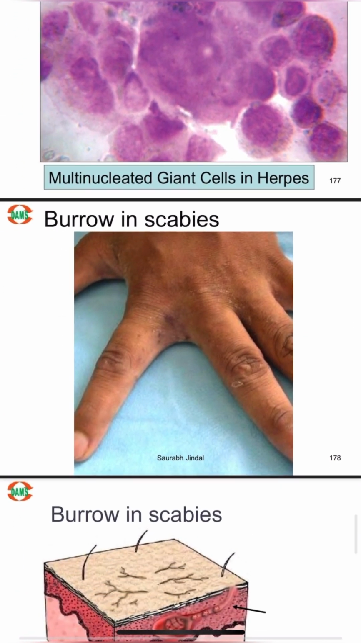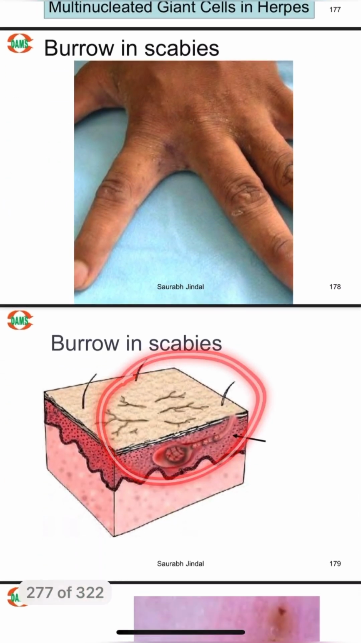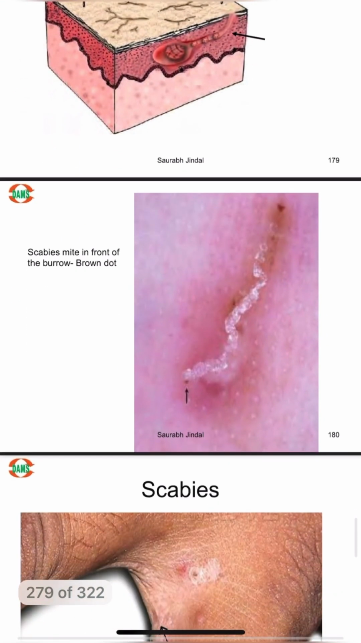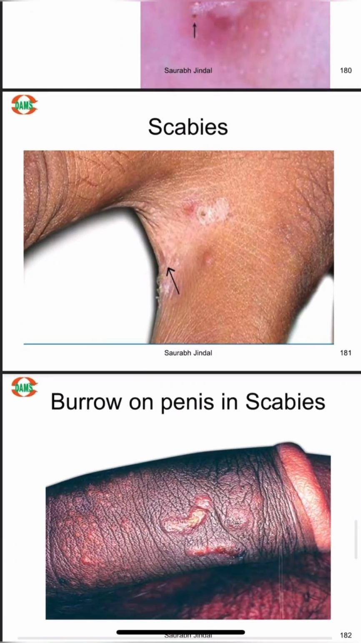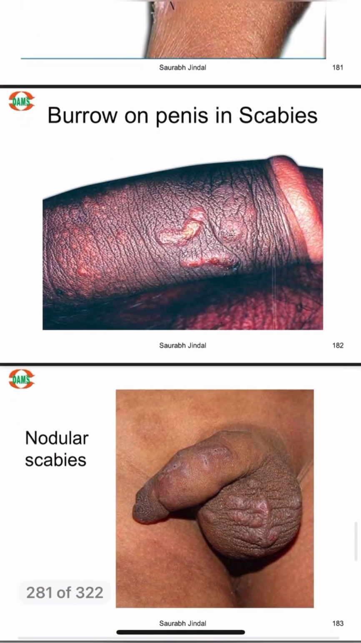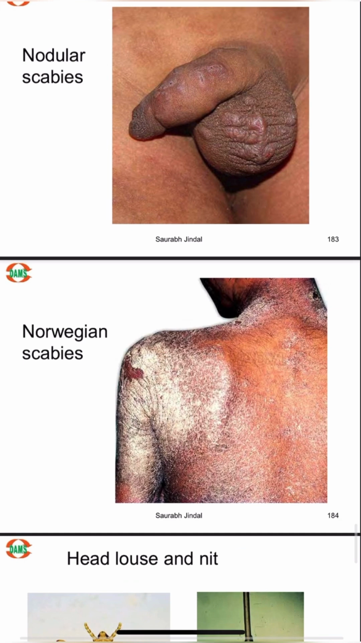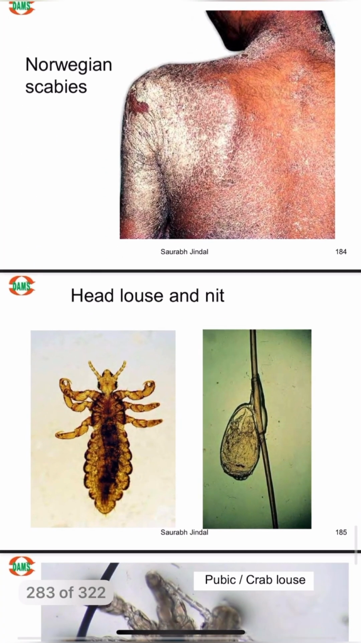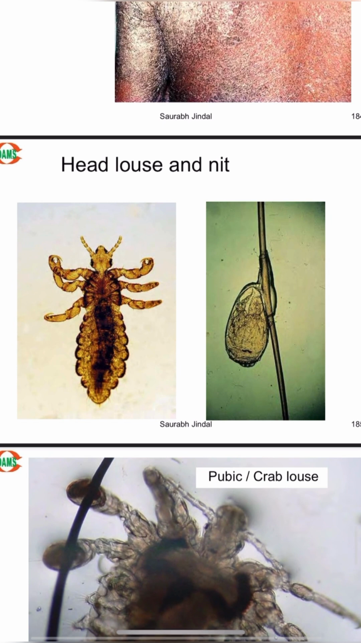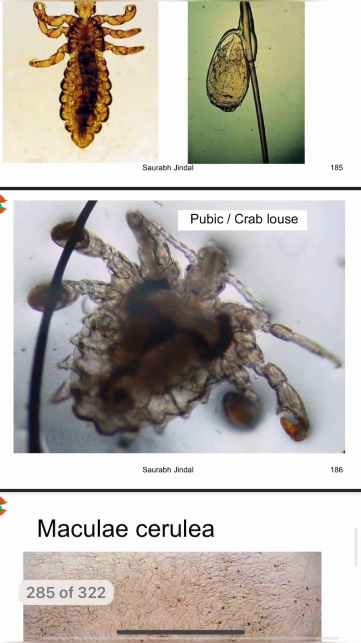These are the burrows in the scabies, like this. Again, scabies. Vein burrows in the scabies. This is nodular scabies. Norwegian scabies. Head louse and nit. Pubic or crab louse.